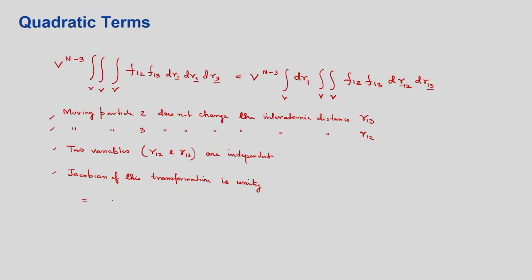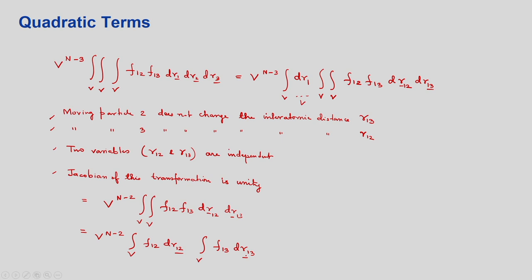So then what I will do? I will just write it like this. Because you have another V coming out here, V multiplies by Vn minus 3, it will be Vn minus 2. So I write Vn minus 2, then you will have a double integral across the entire volume V. You have F12, you have F13, dr12, dr13, this expression. Or I can write it as Vn minus 2 into integral over V of F12 dr12, because F12 will operate on dr12, and F13 will operate on dr13.